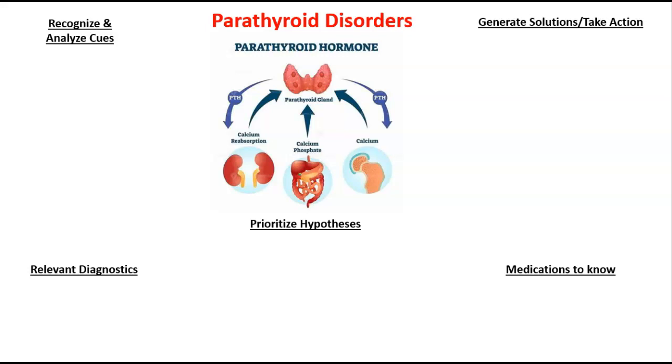So we'll spend most of our time talking about hyperparathyroidism because hypo is a pretty interesting thing. It usually occurs mostly if we injure the parathyroids or take them out as part of a thyroidectomy, in which case you'll have the findings of hypocalcemia and will need to replace their calcium. So let's talk about hyperparathyroidism a little bit more in depth.